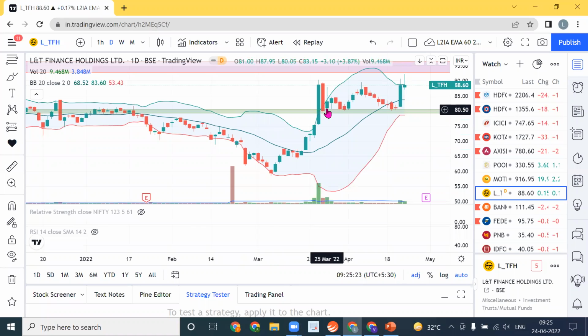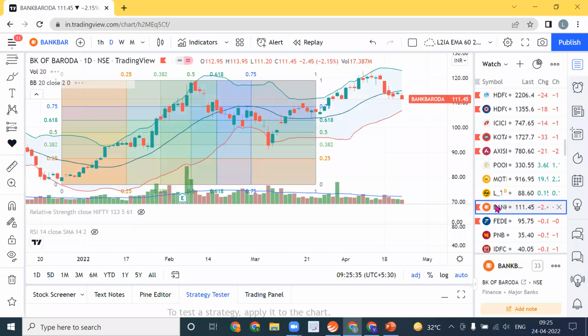It went up and it is still not. In fact, at about 120 levels, I removed the stock. So now it is further falling. Bank of Baroda, not much of, when the volatility becomes very high, the stock comes back to the mean position and the squeeze will happen.